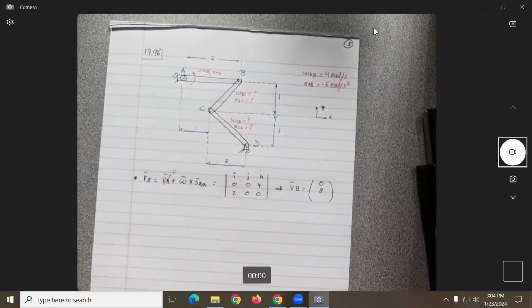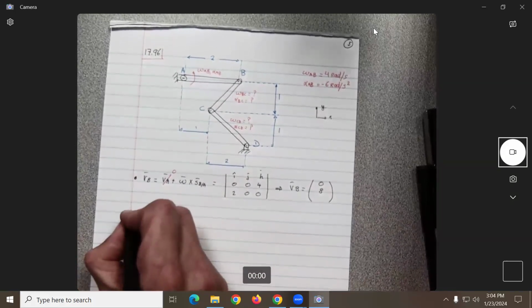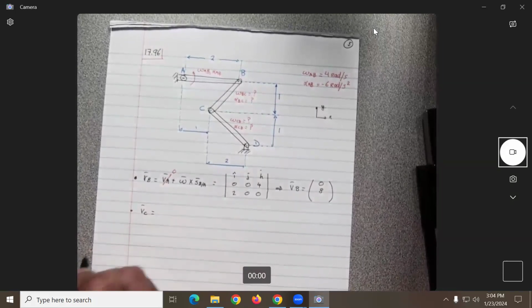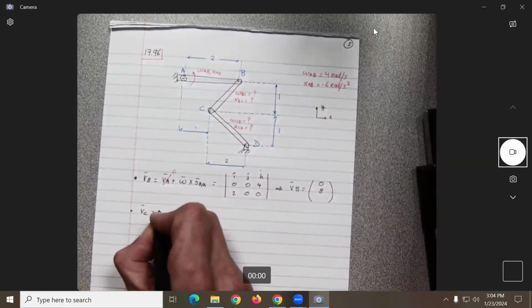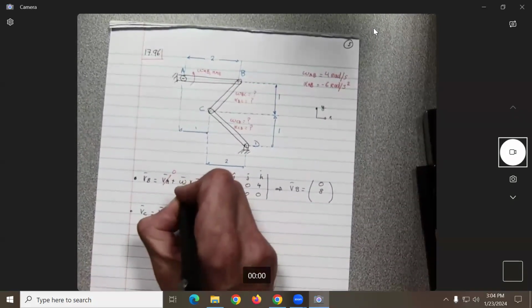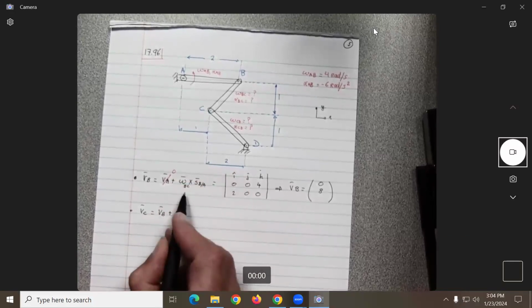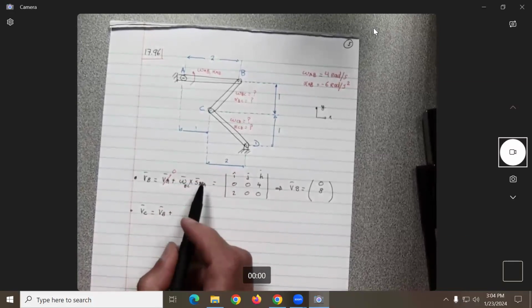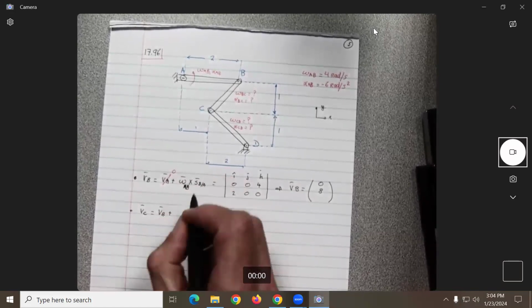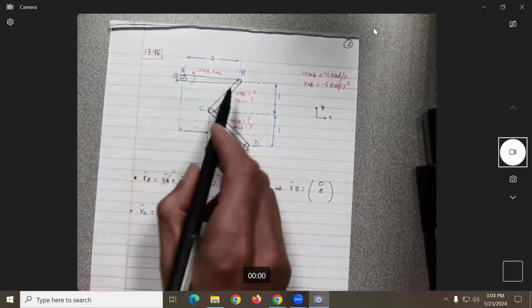Okay, now that I know VB, what can I do? I can find the velocity of which point? Point C. So what will be the equation? VC will be equal to what? VB plus what? So this will be, let me write over here omega BC. Make sure you put here omega BC. No, sorry, omega AB. Sorry for that. This is the angular velocity of the bar AB, no?